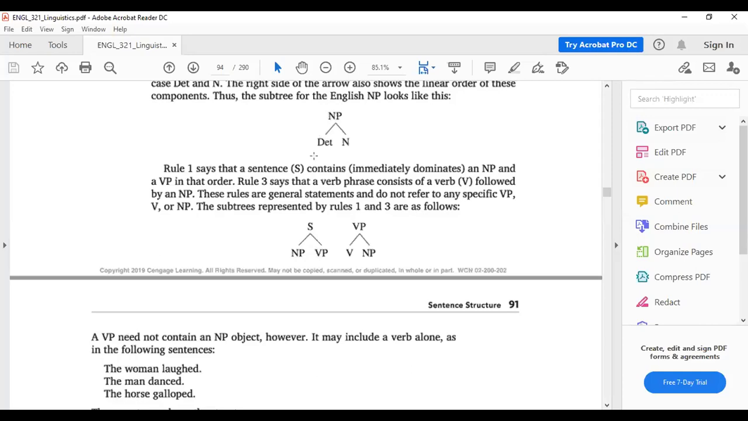Optionally, everything else can be optional. The determiner is optional. We can have adjectives, they are optional. We can have prepositional phrases, they are optional, and so on. The only obligatory element in the NP is the N, the head of the NP. So she used my name. So yes, the noun phrase can be one word.